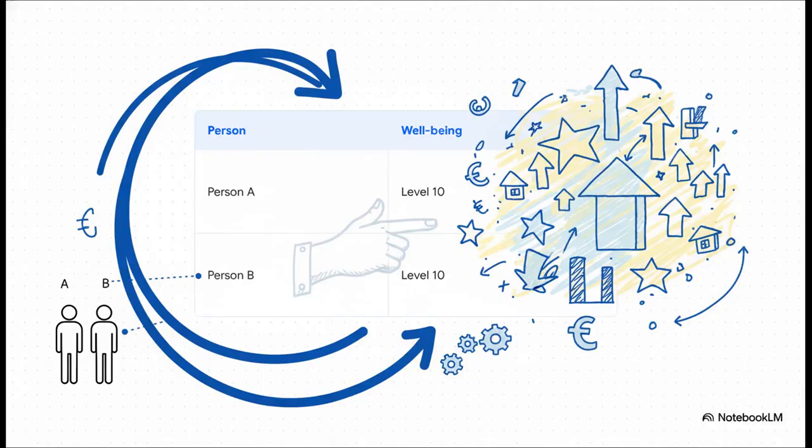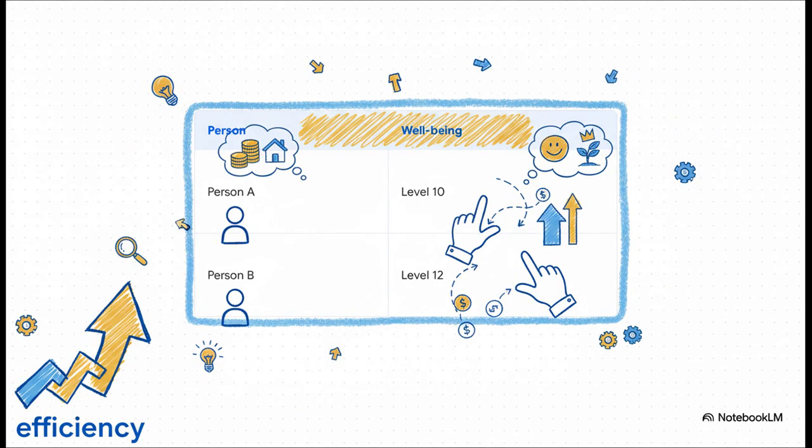Let's make this super simple. Imagine a tiny little economy with just two people, person A and person B. Right now, they both start out with a well-being level of 10. This is our baseline. Okay, now let's say we make a change. We rearrange some resources. And look what happens. Person A is no worse off. They're still at level 10. But person B's well-being has jumped up to 12. That, right there, is a Pareto improvement. We've made the society better off overall, and this is the crucial part. We did it without creating any losers. The goal is to just keep making these kinds of improvements until no more are possible.